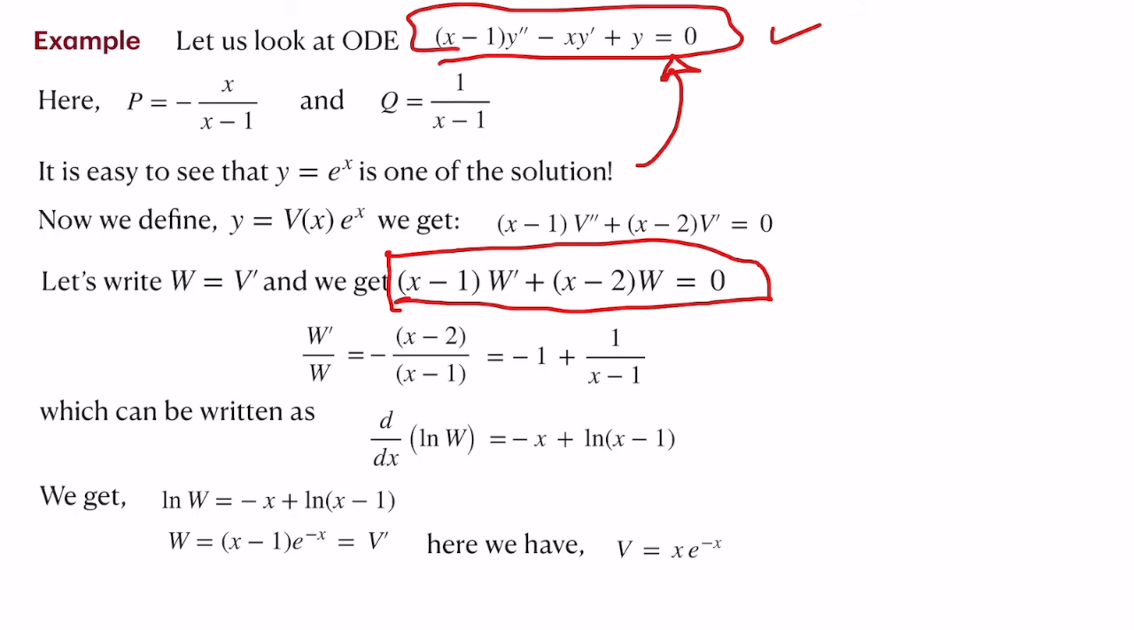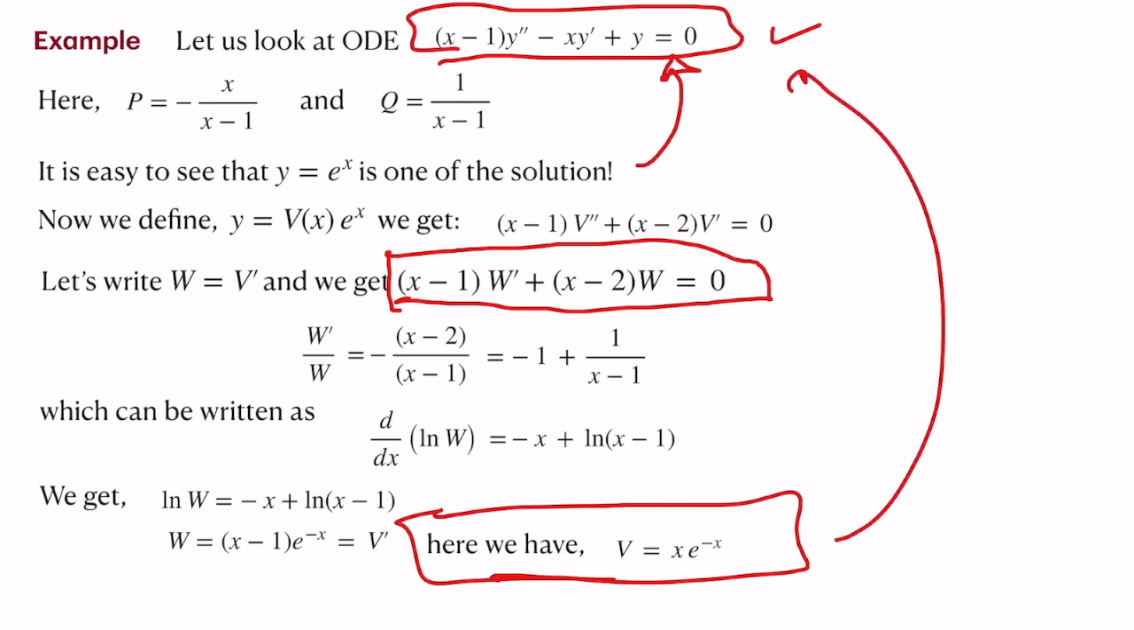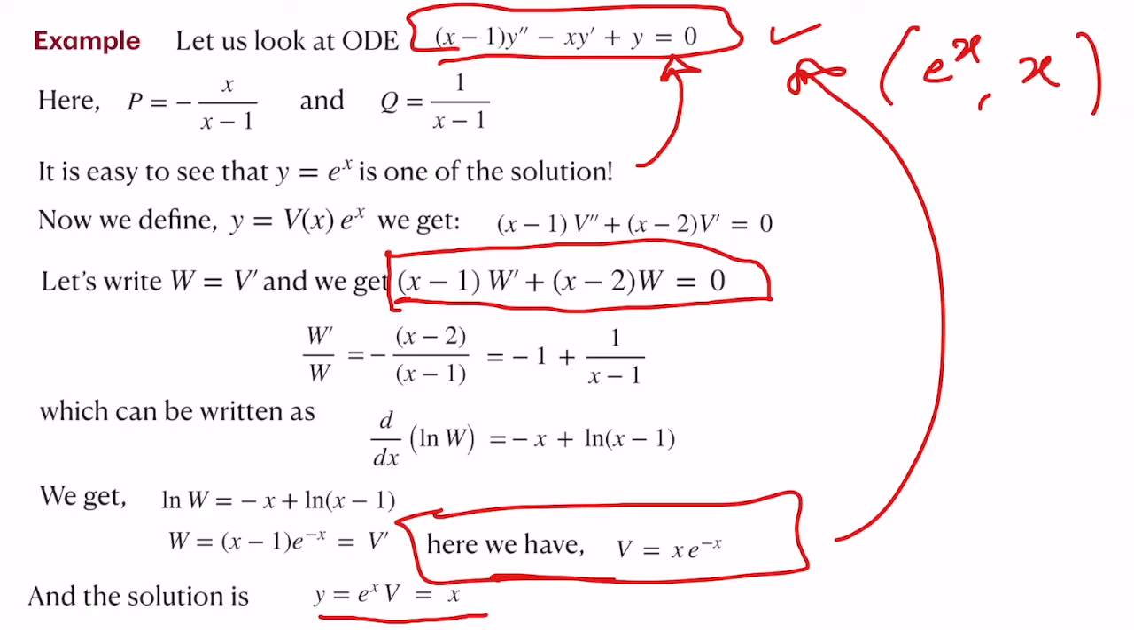w is equal to v prime. Once we do that, it is easy to show that v is equal to x into e power minus x. So how do we check this? We can again substitute back in this differential equation and see whether y is equal to e power x into v does satisfy this or not. The solution y is equal to e power x into v, that is equal to x, which would again satisfy the differential equation. So in this case, we have two linearly independent solutions, e power x and x. Are they linearly independent or not? You can figure it out by working out the Wronskian.